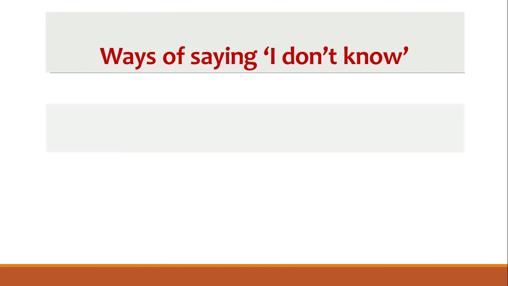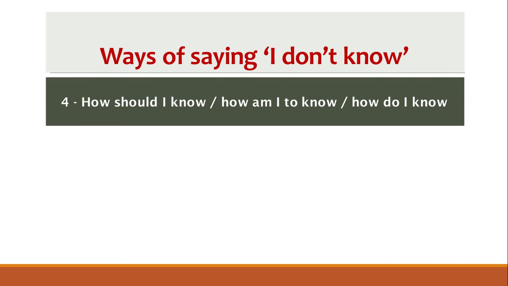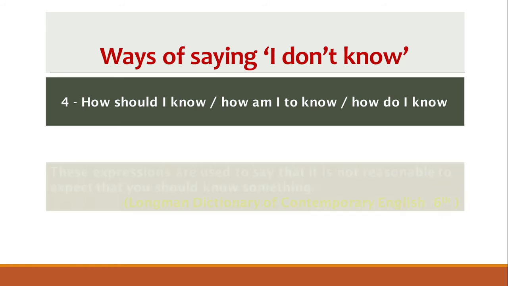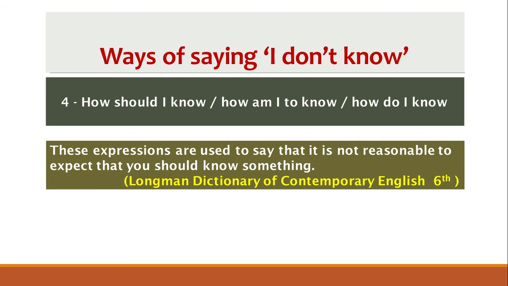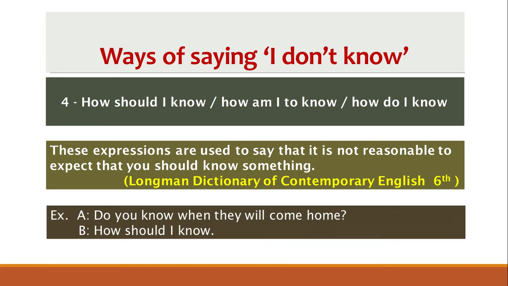Number four, we have three expressions here. "How should I know?" "How am I to know?" Or "How do I know?" These expressions are used to say that it is not reasonable to expect that you should know something. As in this example, "Do you know when they will come home?" "How should I know?"